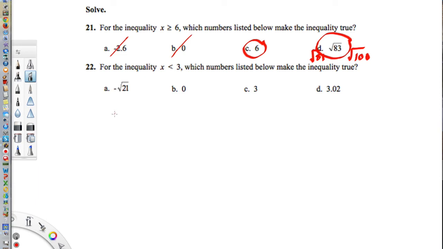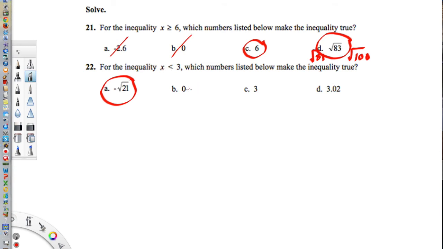Let's take a look at number 22. For the inequality x is less than 3, we want to look at these values down here and see which one is less than 3. Well, the square root of 20, first of all, it's a negative. I can stop right there. I know that any negative number is going to be less than 3, so this one will definitely work. We can estimate and find the range, and that range is going to be somewhere between -4 and -5. But both of those numbers are less than 3.